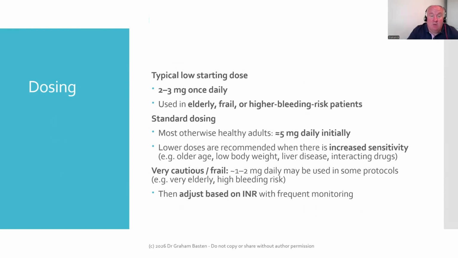So again, this is just for initial guidance. Check your locally approved guidance. We'll talk about this in more detail in the session. Most adults with AF, for example, will be on 5 milligrams daily. However, we can adjust that for frailty down to 2 to 3 and even 1 to 2 if people are older adults. And we'll talk about different tools we can use to assess their bleeding risk.